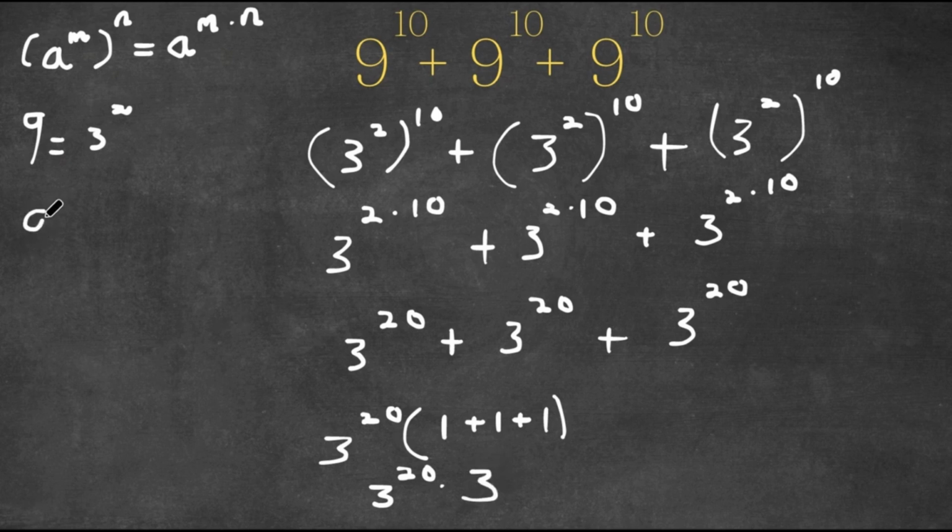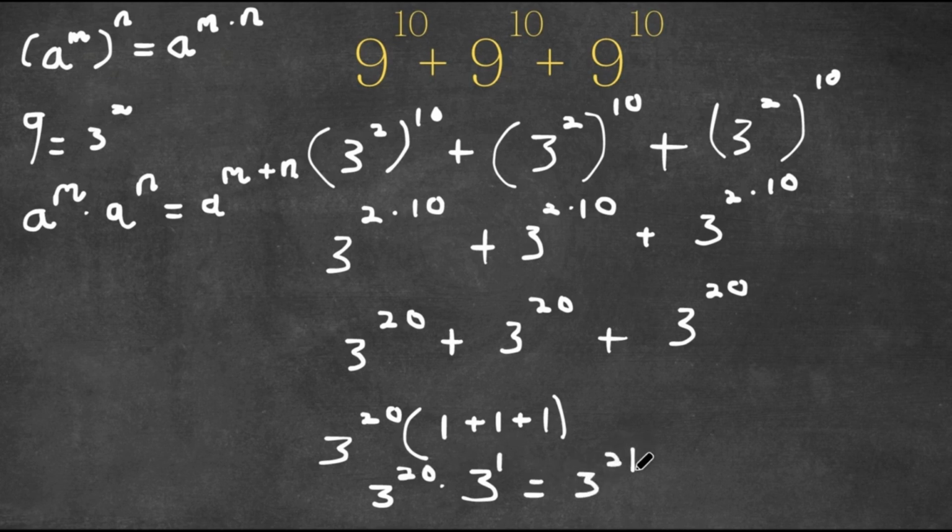And let's say we have a to the power of m times a to the power of n. This is going to be a to the power of m plus n. So 3 to the power of 20 times 3, well, 3 is the same thing as 3 to the power of 1, so this would be 3 to the power of 20 plus 1, which is 3 to the power of 21. So this is our answer.